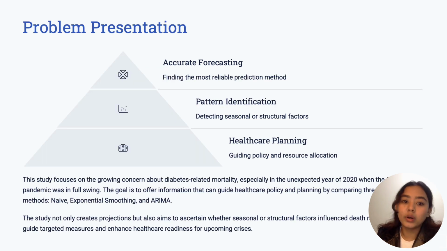Here is the problem presentation, which is the core of the study, and which revolves around three objectives: accurate forecasting, pattern identification, and healthcare planning. Let's go one by one. Accurate forecasting identifies the most reliable method for predicting death counts. The second one is pattern identification, which seeks to understand if seasonal or structural factors influence mortality. And the third one is healthcare planning, using the insights to guide policy and services.